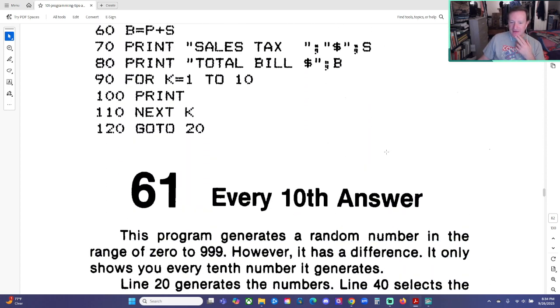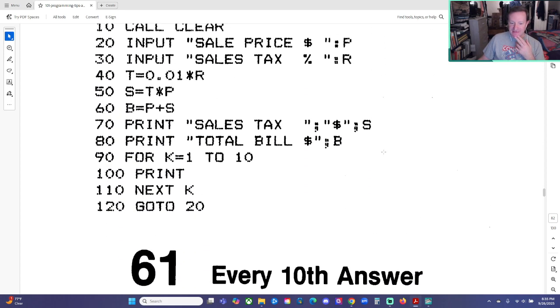But the next program in the book is number 61, every 10th answer, and I don't remember what that is. I'm not going to look at it yet until I start the next video. But hang tight if you're watching this on Twitch. I'll be back probably within the next 10 minutes for the next video. Just got to get this one uploaded to YouTube.